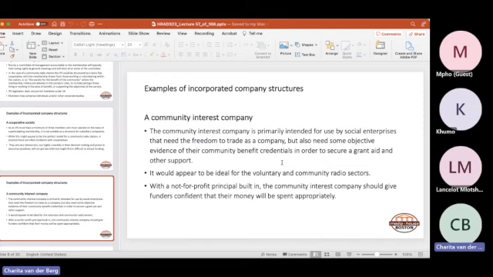And the community interest company is primarily intended for use by social enterprises who need freedom to trade. So I am able to trade as a company, but I also need objective evidence of our community benefit credentials so that we can make money or get in grants. Okay. So this, as such, would appear to be the ideal type of company for the voluntary and community radio sector to take on.